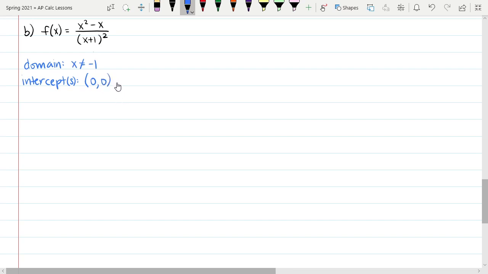But for the x-intercepts, if I make that numerator equal to 0, that means I'm going to have x squared minus x equals 0, which is x times x minus 1 equals 0. So that means x equals 0 or x equals 1. Well, we already have the 0. That was also our y-intercept. But we also have when x is 1.